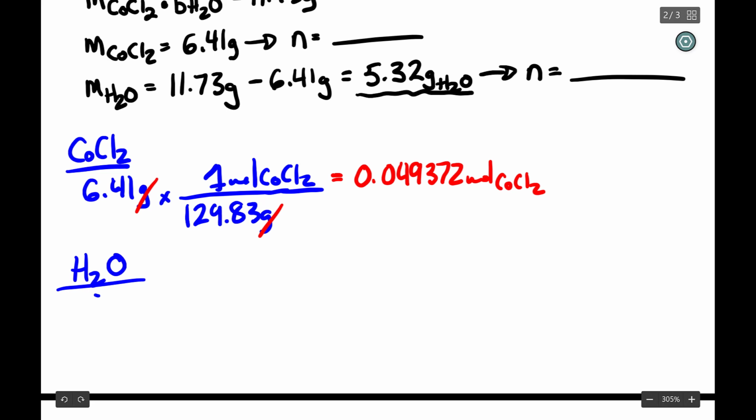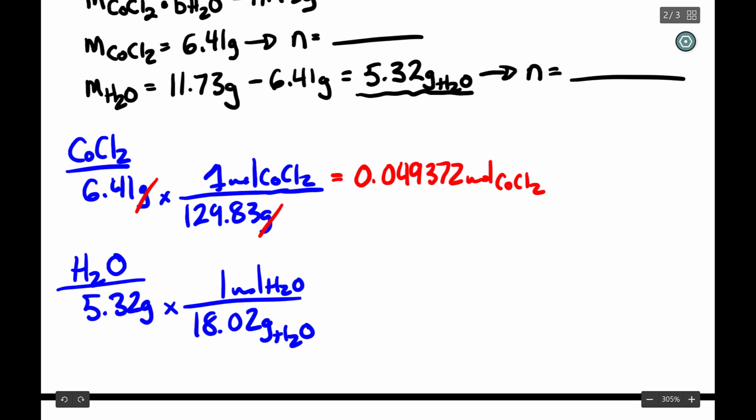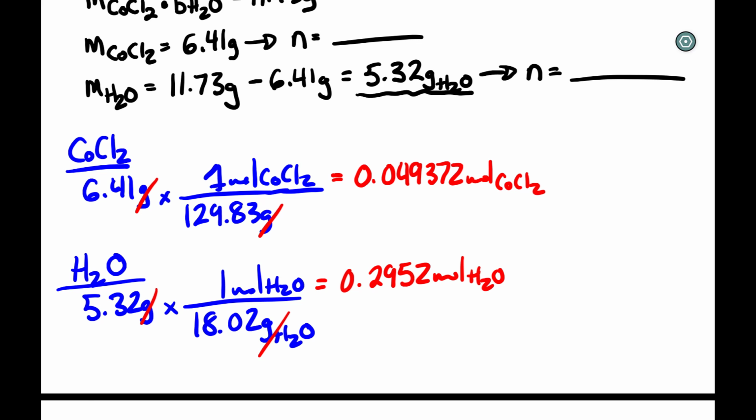Now we have to do the same thing for water. So we figured out the mass of water, so we take the 5.32 grams of water, we multiply it by 1 mole of water over its mass, 18.02 grams of water. The grams will cancel, and I'm left with moles, and the moles of water is 0.2952 moles of H2O.